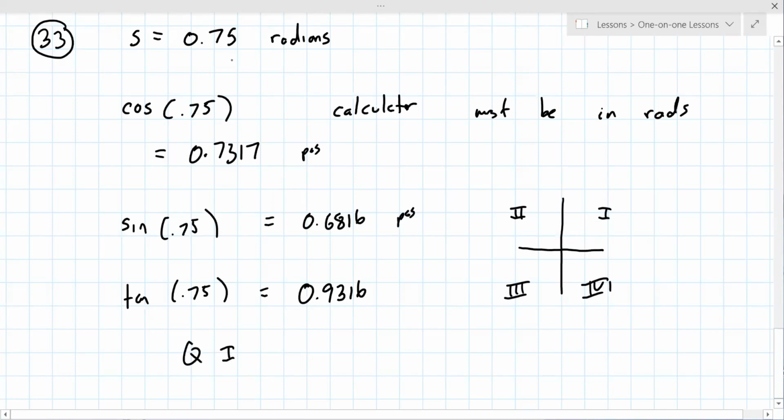Another way to do it would be to convert 0.75 to degrees and know whether you were between 0, 90, 180, 270. But you can know the answer based on whether the values are positive or negative. We know that it's in quadrant 1 because cosine is an x value and sine is a y value. They're both positive, so it means you're going right and then up for your point.